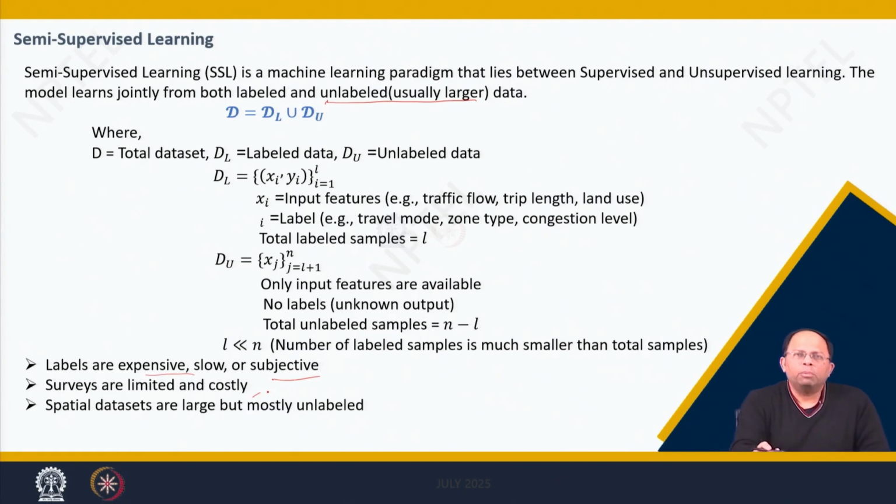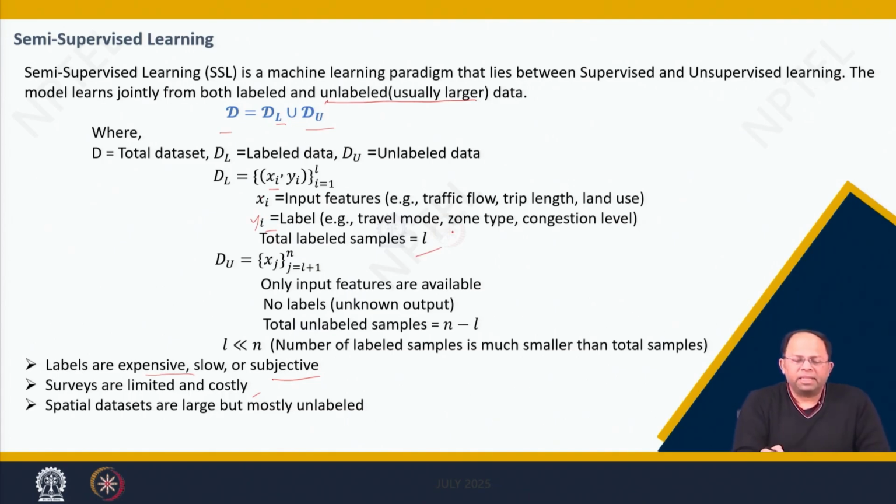You can see the formulation, which is pretty simple actually. D is the total data set. It is made up of DL, which is labeled data, and DU, the unlabeled data; D is the union of DL and DU. Now DL includes two kinds of data. One is the input feature, that is Xi, and the label, which is Yi. Using this, we can say this is the labeled data set, and the total number of samples may be L.